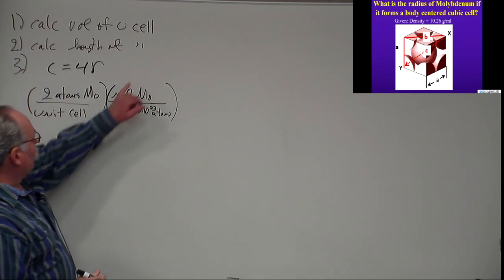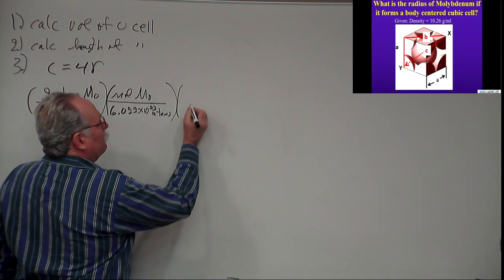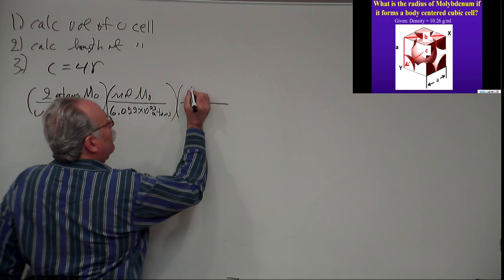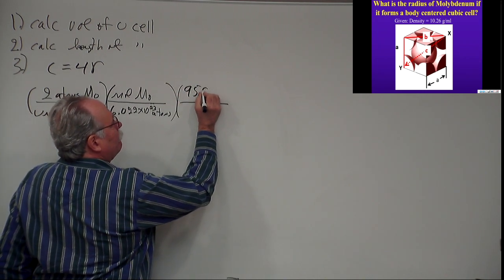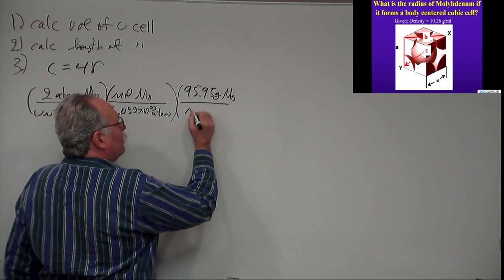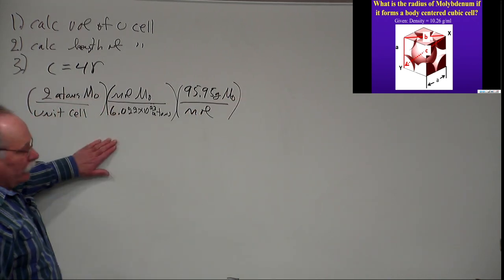Now we can convert our moles to mass with the formula weight, which we can get off the periodic table, and that would be 95.95 grams of Mo per mole of Mo. And we now know how many grams are in the unit cell.